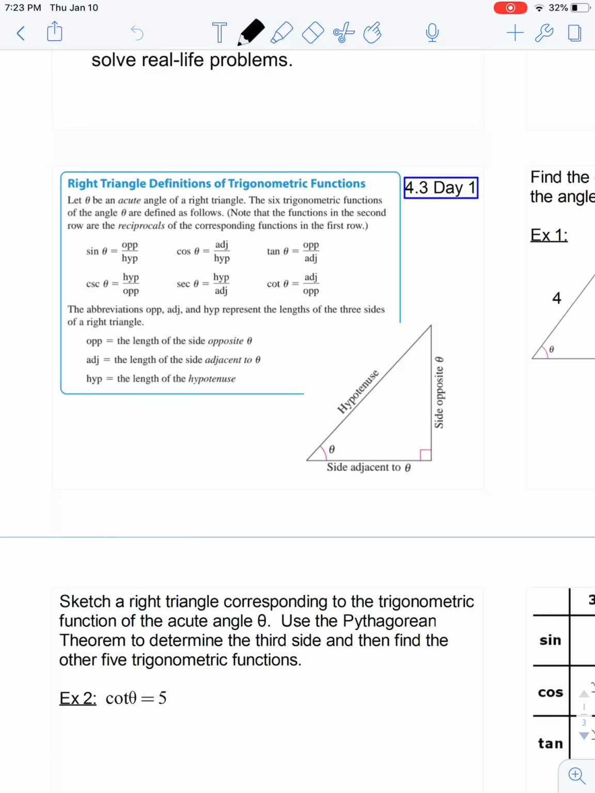Cosine of theta would be adjacent over hypotenuse. So secant of theta is going to be its reciprocal. And tangent of theta is going to be opposite over adjacent. So cotangent of theta is going to be its reciprocal.